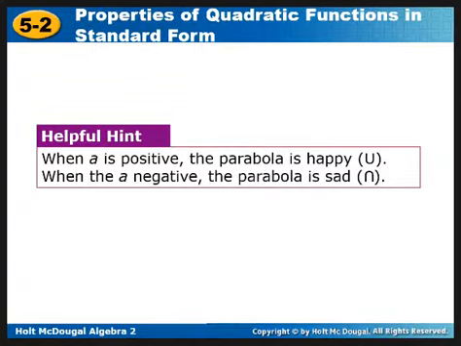Again, just to review, if a is positive, just like it was in vertex form, your parabola is going to open up, or you can say the parabola is happy. When a is negative, or you have a negative in front of your x squared, that means the parabola is sad, or it's just going to open down.